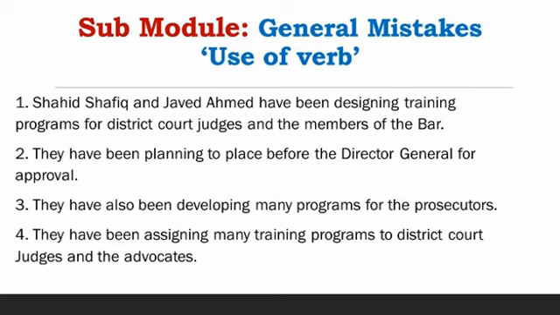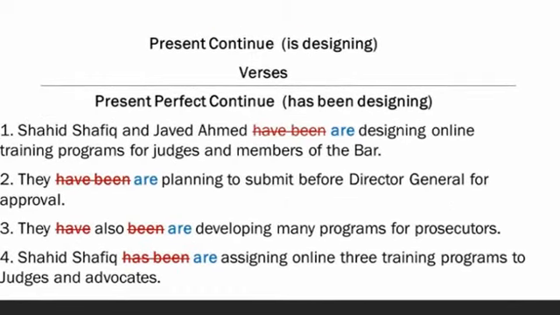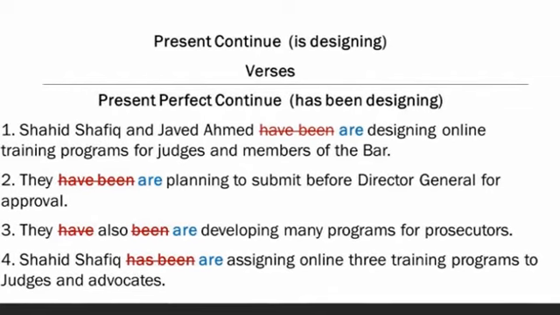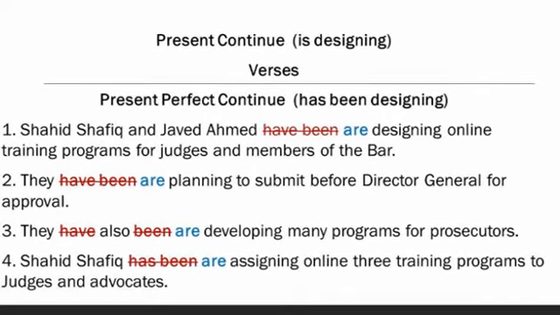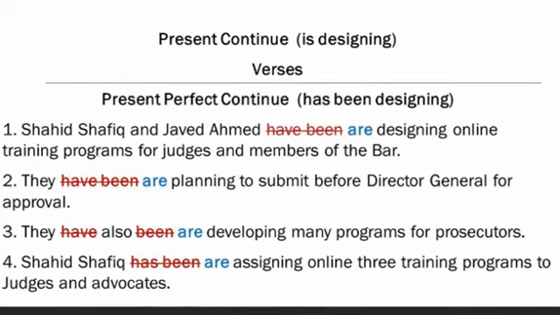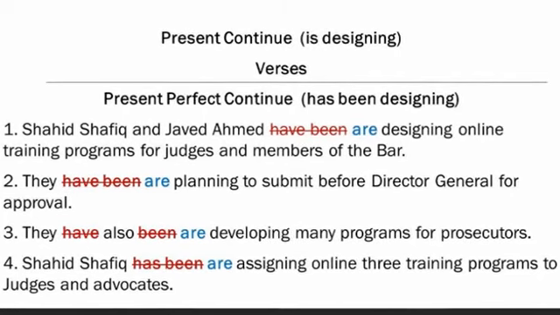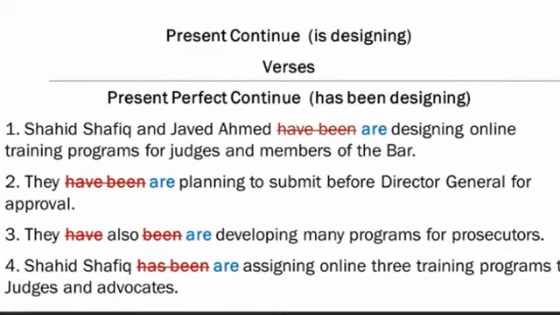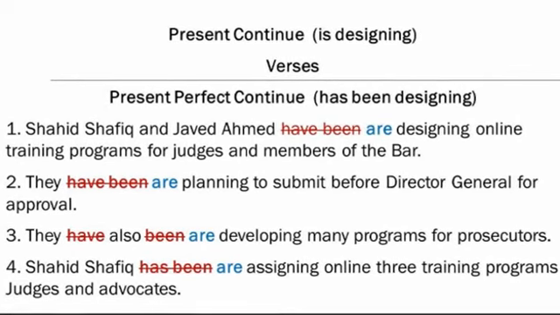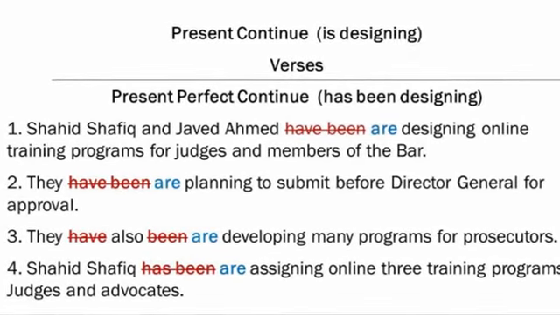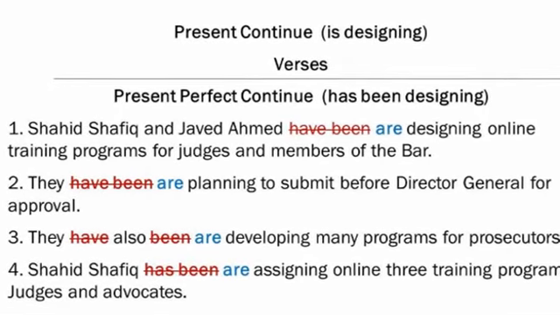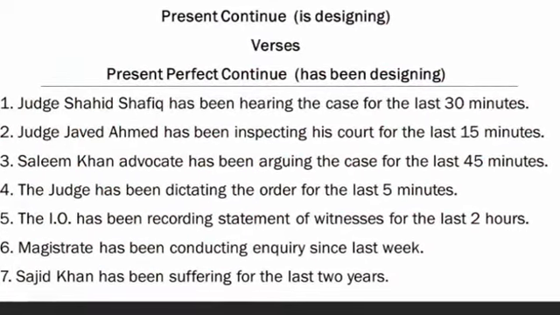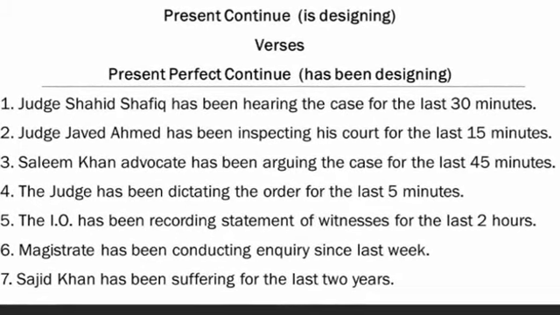If so, please identify. Has been designing or have been designing are examples of present perfect continuous. This tense is used when a specific time has been given. In these sentences time is not mentioned and therefore it may be a simple present continuous sentence, or present indefinite if it is about a habit. The correct sentence would be: Shahid Shafiq and Javed Ahmed are designing online training programs for judges and members of the bar. Or, Shahid Shafiq and Javed Ahmed design online training programs for judges and members of the bar. Where a specific time has been given, the present perfect continuous sentence is used.